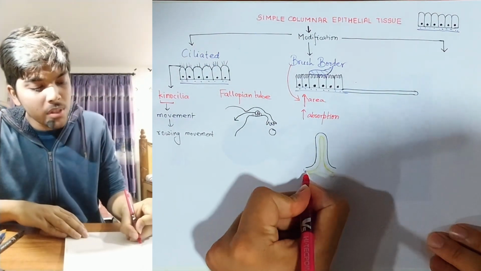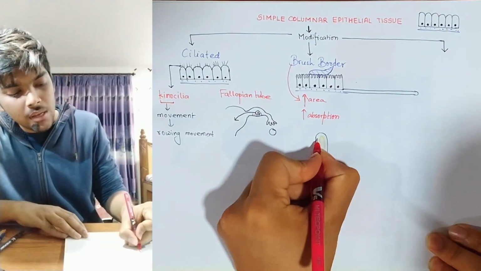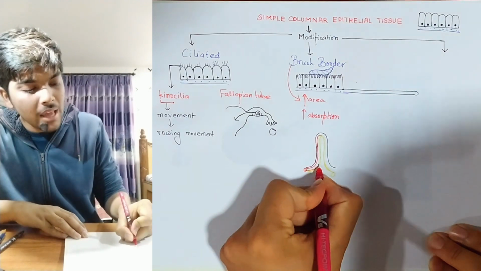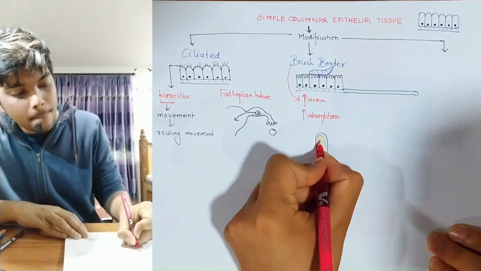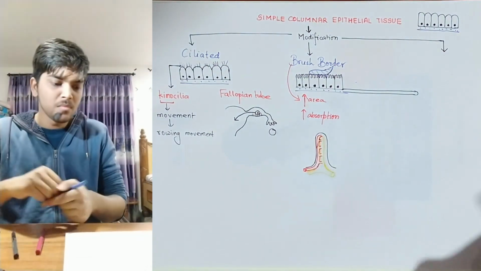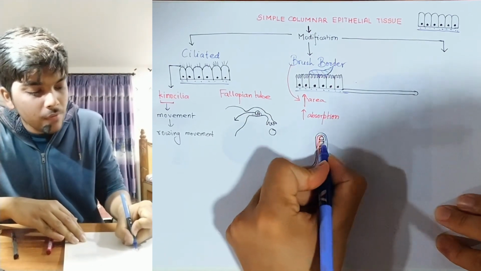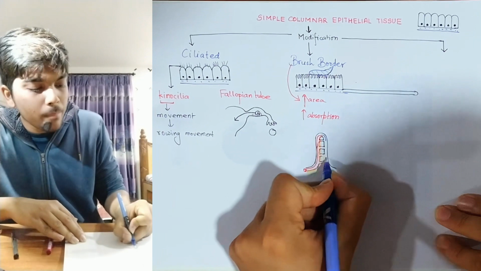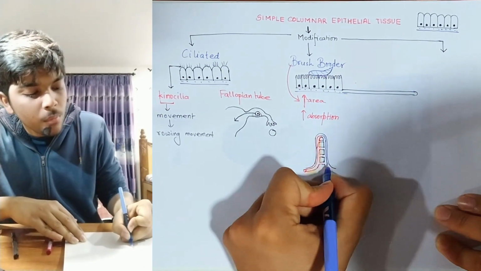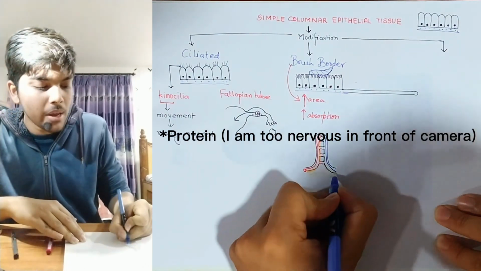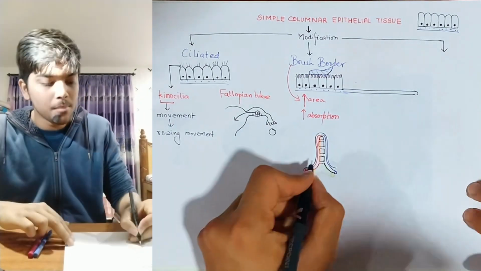Villi is also supplied with capillary. So this is the arterial part of the capillary. And then here's your venular part of the capillary. This is where the absorption of monomers of fats and carbohydrates take place. Now, this villi is lined by epithelium.